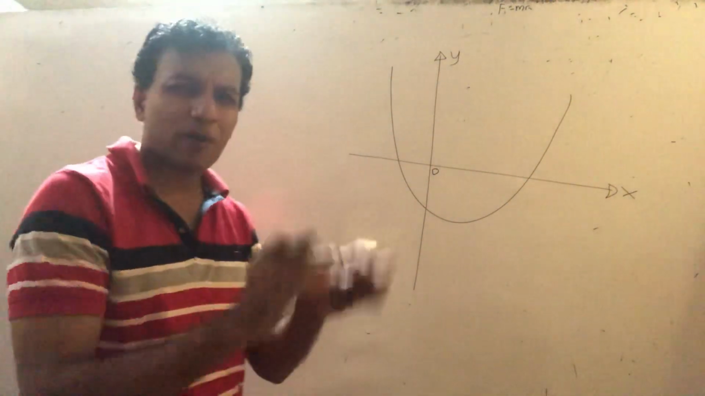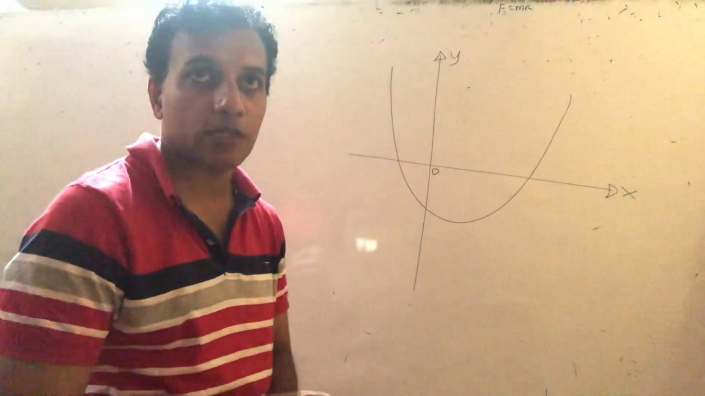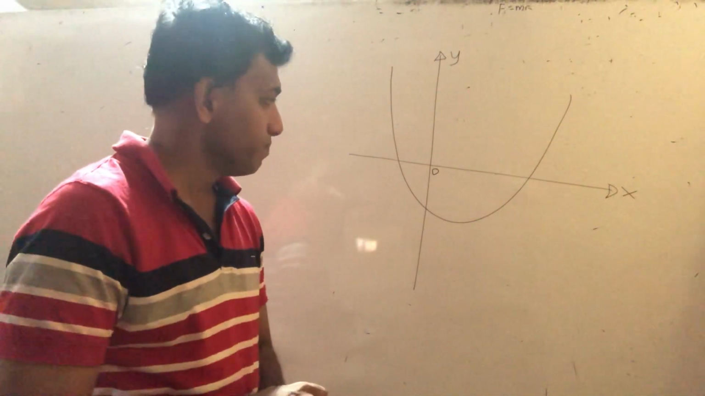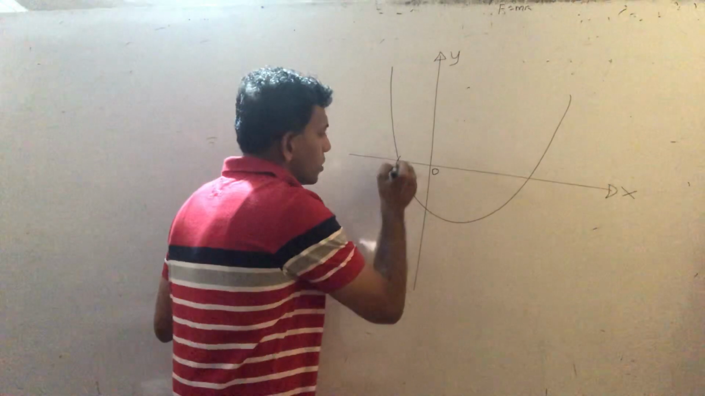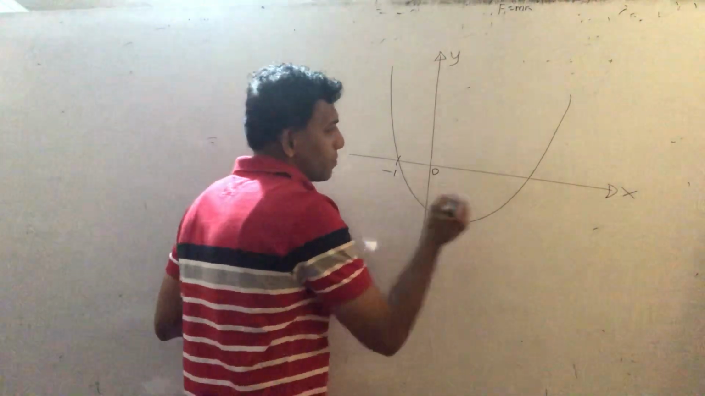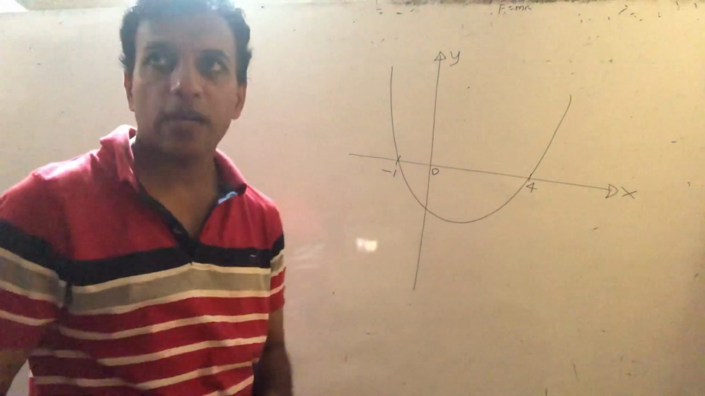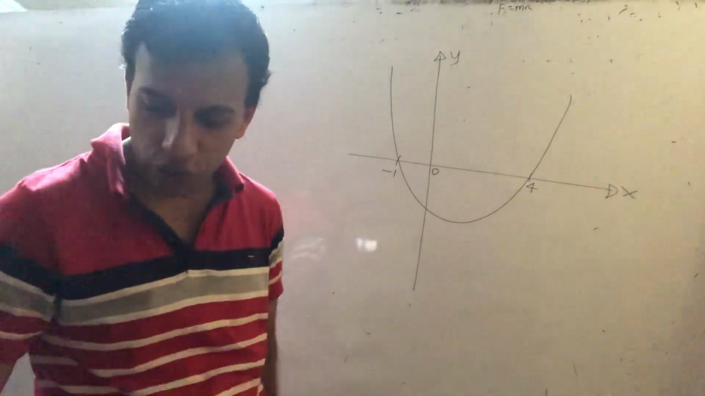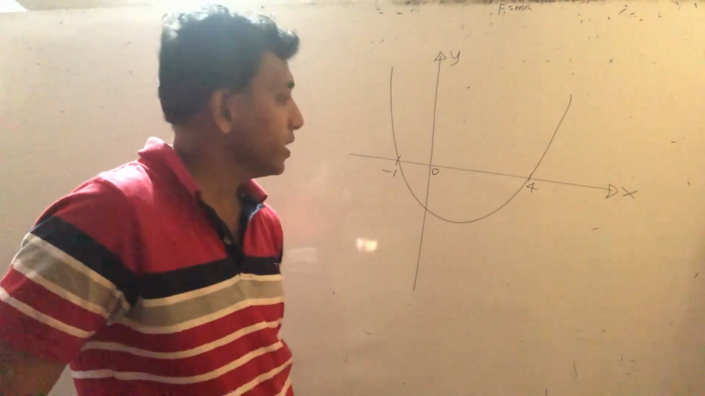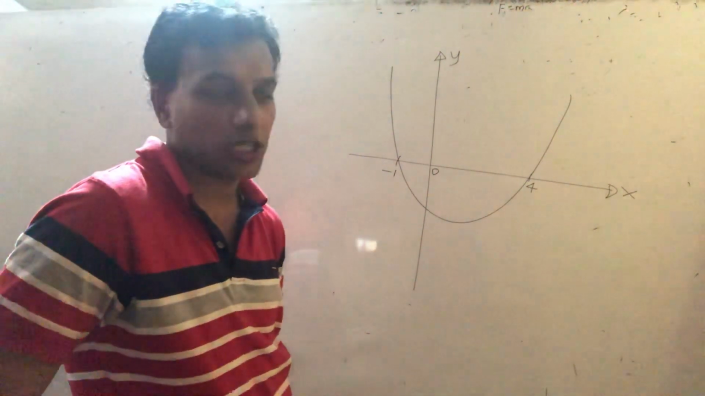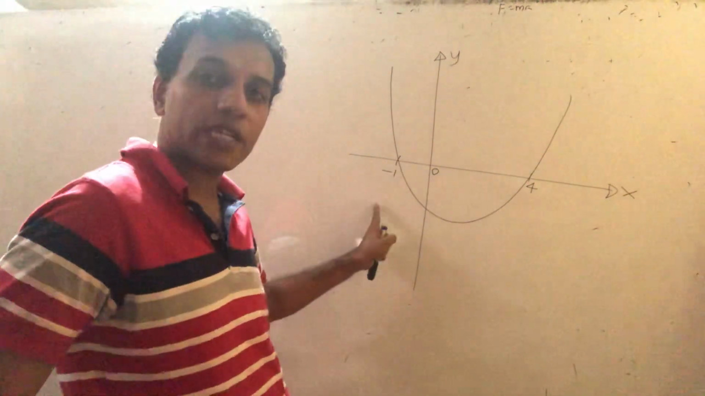So they ask in Paper 1 type, they print such a shape in your answer question script and write the problem. So here I say, for example, minus 1, here I say 4. Now the question is, write the equation of the graph of the function. So see, the graph cuts here at 4, here at minus 1.